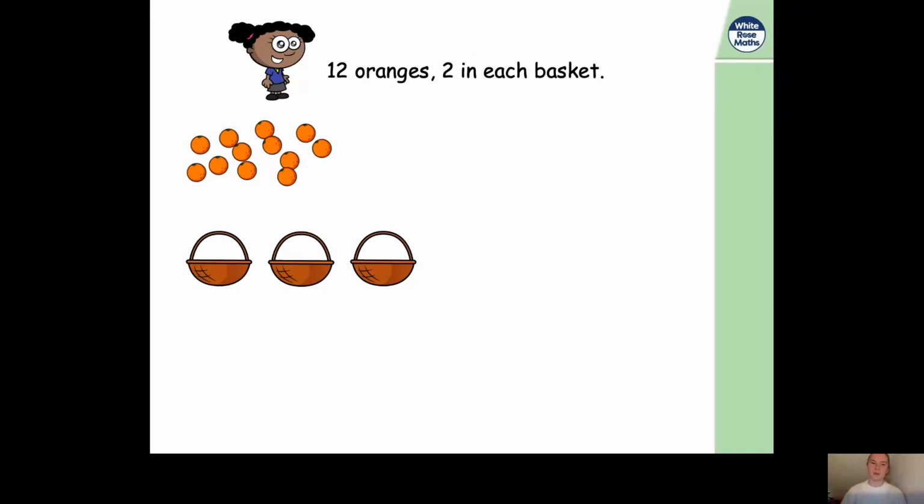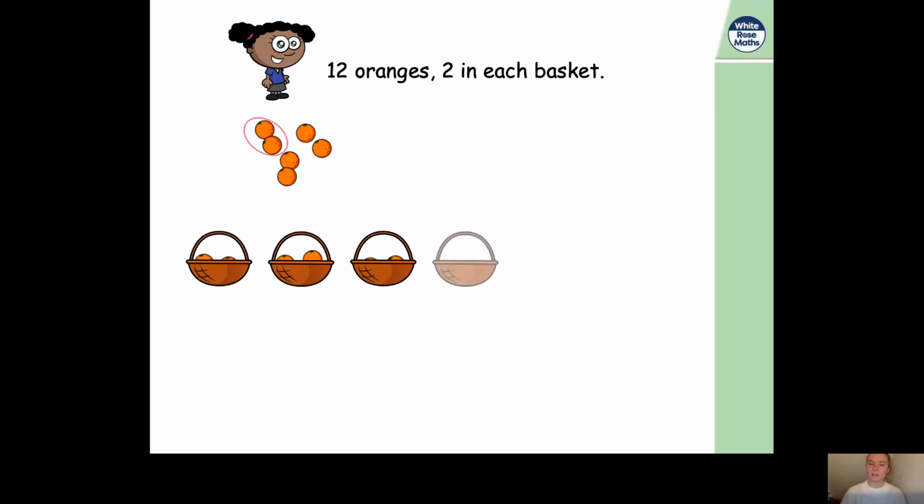Now here we go. We've got Whitney here and she has 12 oranges. She wants to put 2 oranges in each basket. Now, do you think she's got enough baskets? No, I don't think she has either, but let's have a go. So she's going to put 2 oranges in her first basket. She's then going to put 2 oranges in her second, 2 in her third. Oh, now she's still got oranges left over to group, hasn't she?